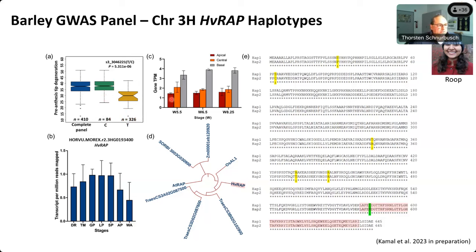We also checked the expression pattern of this gene, and it was expressed in different parts of the spike, as you can see here. And it also has a more or less good expression level in many different spike stages.